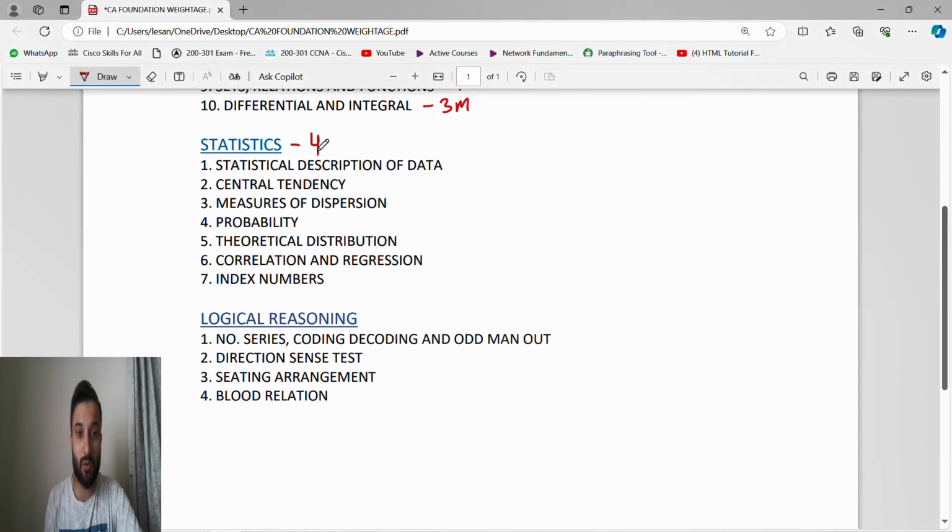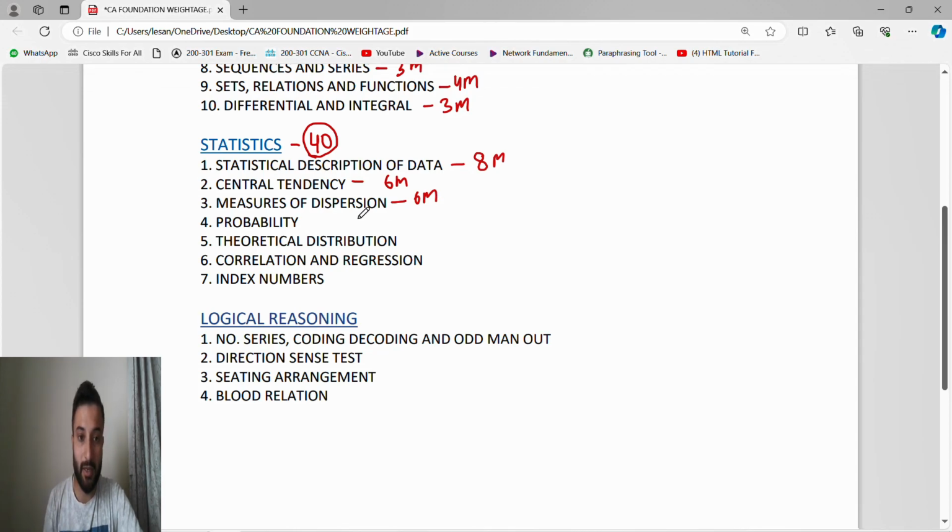Statistics again 40 marks. The statistical description of data, the first chapter, 8 marks. Then central tendency, 6 marks. Then measures of dispersion, again 6 marks. Then probability, 4 marks. Theoretical distribution, 3 marks. Correlation and regression, 6 marks. And index numbers, 6 marks. So statistics consists of 40 marks.